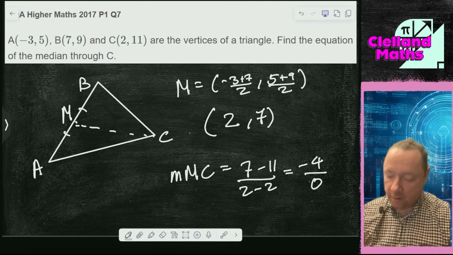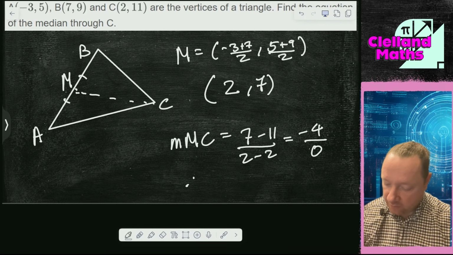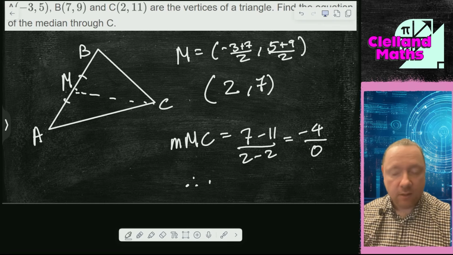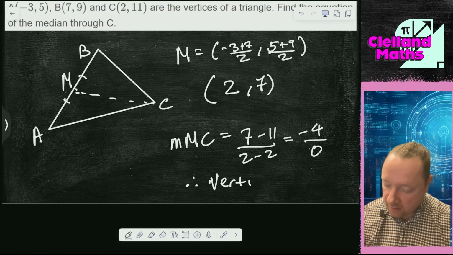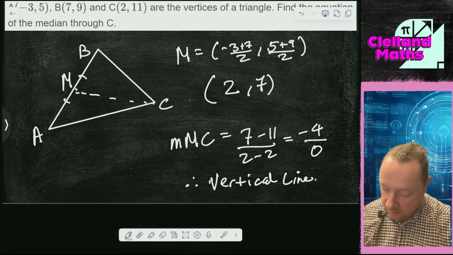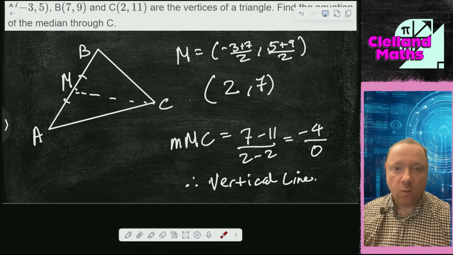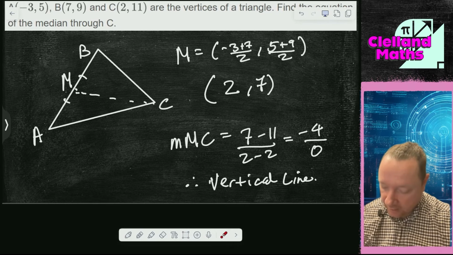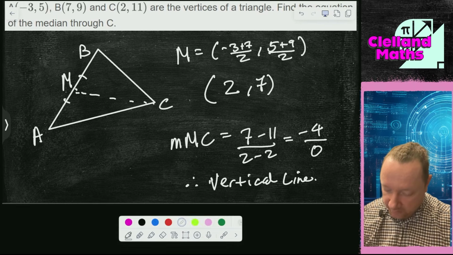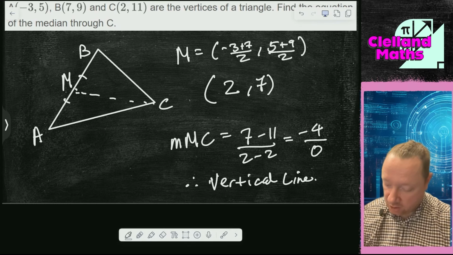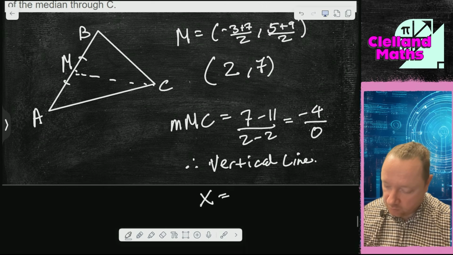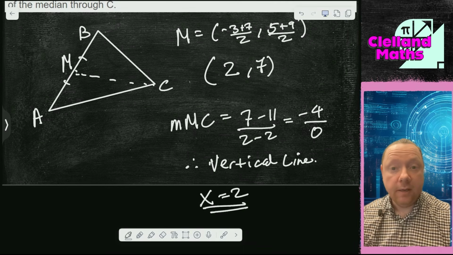Can't divide by 0. Now, if you can't divide by 0, that means, therefore, it is a vertical line. Now, you could have seen that before this point, but I don't think many would. That's just why I went to the trouble of doing the gradient. If the first coordinate's the same, 2 and 2, it means x equals 2 is the equation, which means it's vertical. And that is actually the equation then. The equation of a median, since it's a vertical line, is just x equals a number, x equals the first coordinate, 2, and we're done there.